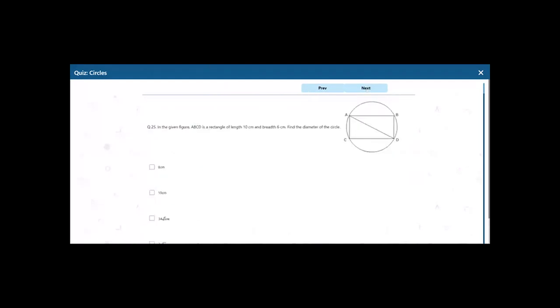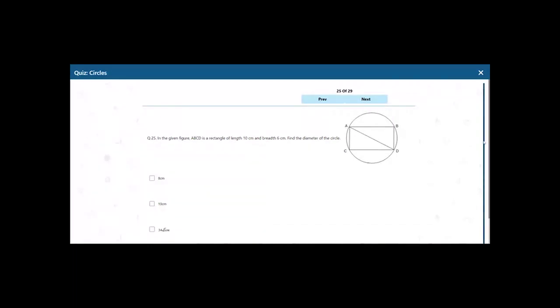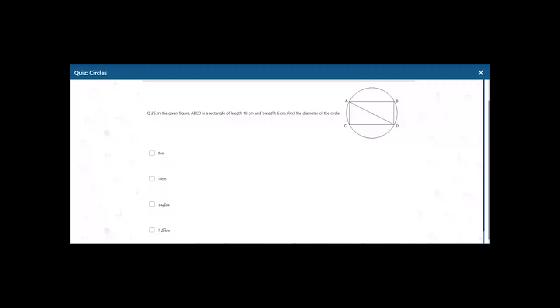Pradeep answered. Sahana? Yes, ma'am. Sahana, you have to answer this. ABCD is a rectangle. Length is 10, breadth is 6. Find the diameter of the circle.